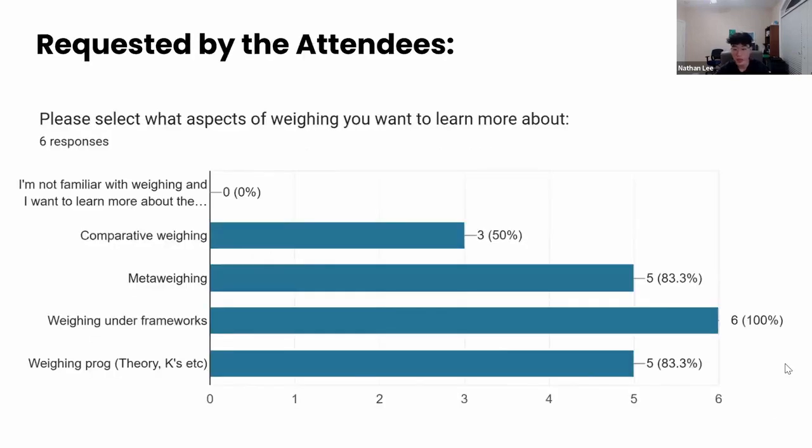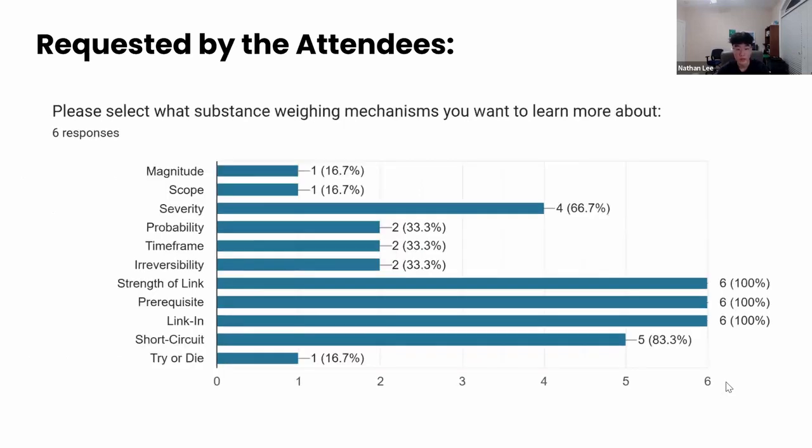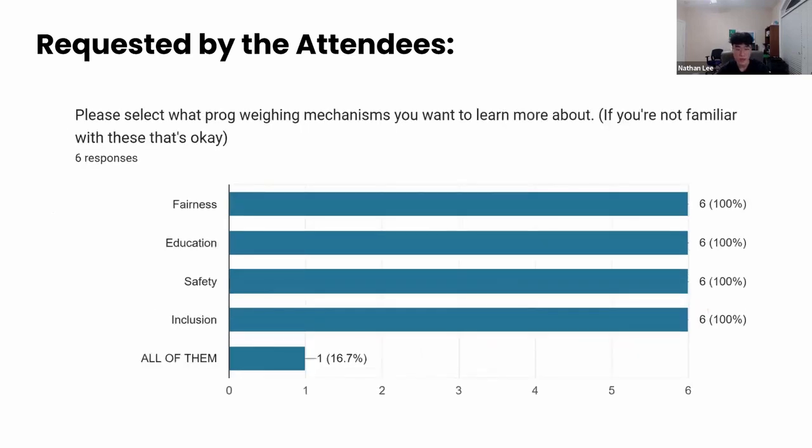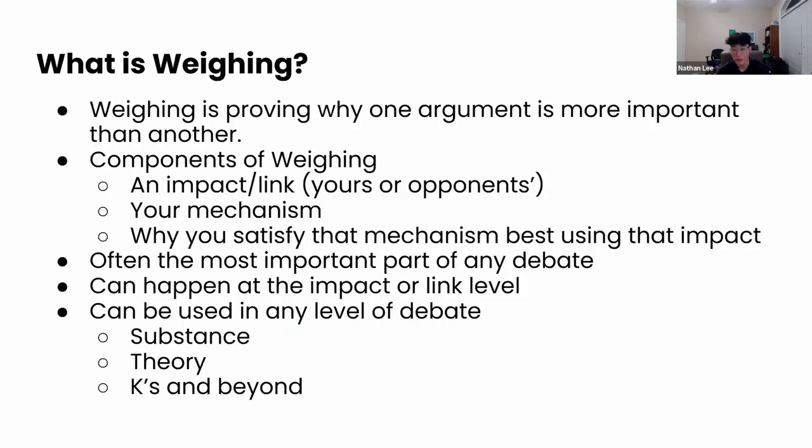All right, so again, based on what you guys requested, meta weighing is a really big point of interest, as well as weighing under frameworks and weighing under theories, Ks, etc. In terms of substance mechanisms, the more advanced comparative mechanisms were requested: strength of link, prereqs, link-ins, short circuits. We do all of that for you guys. And when it comes to theory mechanisms, everybody wanted that, so we'll do some of that as well. If there's anything else you specifically want to request, feel free to ask. All right, so let's go on to weighing.